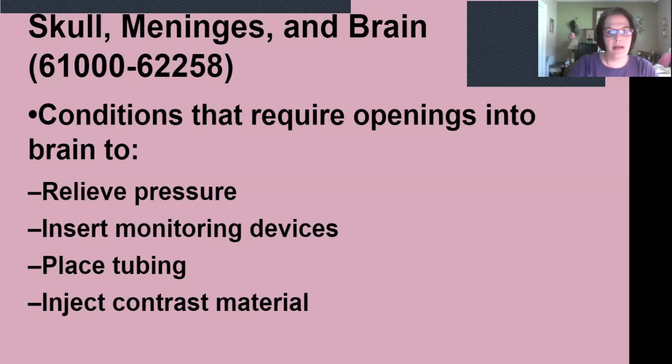Skull, meninges, and brain, conditions that require openings into the brain to relieve pressure, insert monitoring devices, place tubing, and inject contrast material.